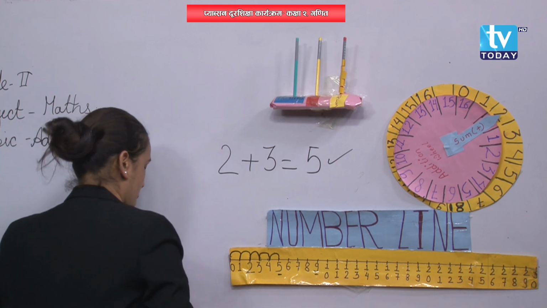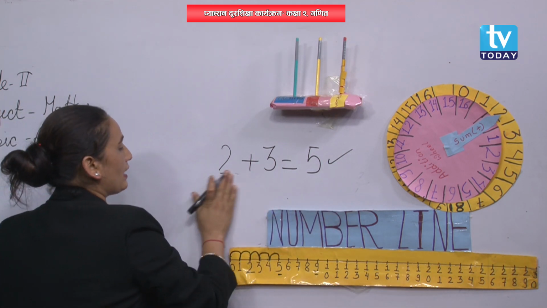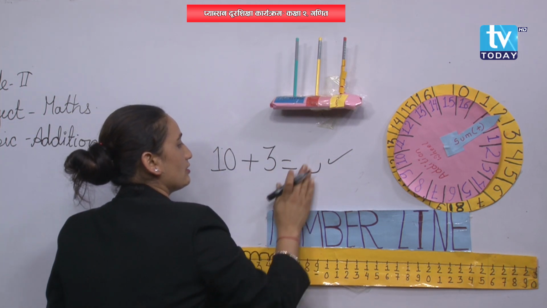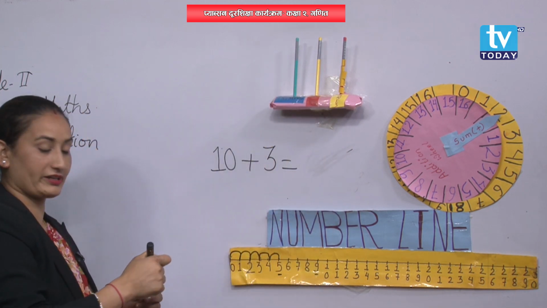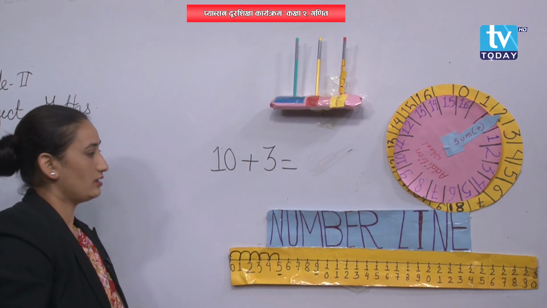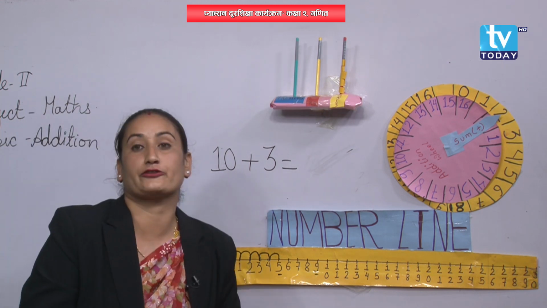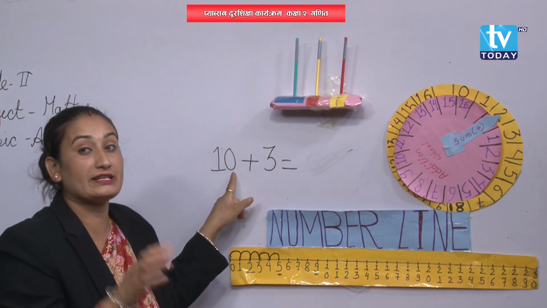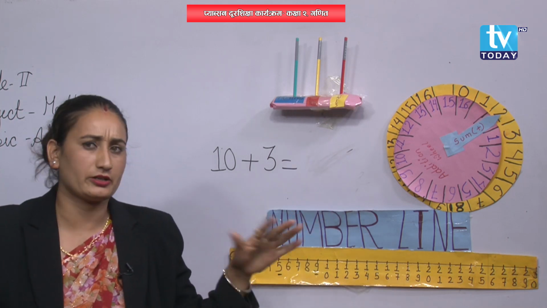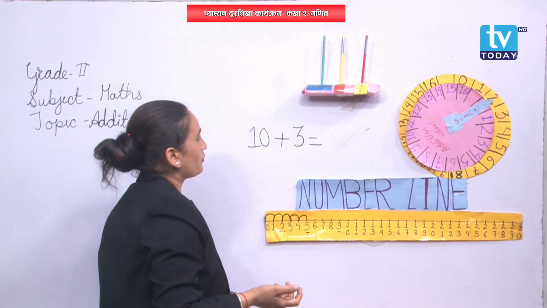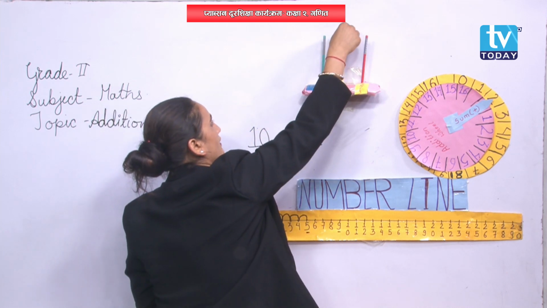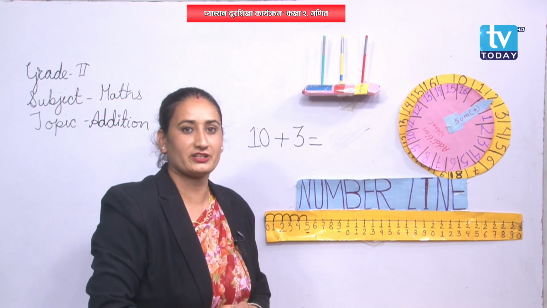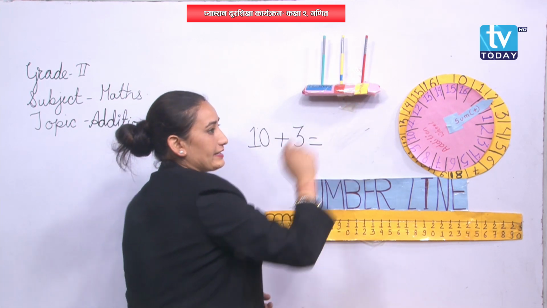Listen to me. If I want to add 10 plus 3, what will be the answer and how to show it over here? Do you have any idea? If your question has a 2-digit and a single-digit number, how do you add them? 1 is in the place of tens and 0 is in the place of ones. 0 means there is no number. So, you are going to put 1 and we call it 1, 0, 10. Do you understand?